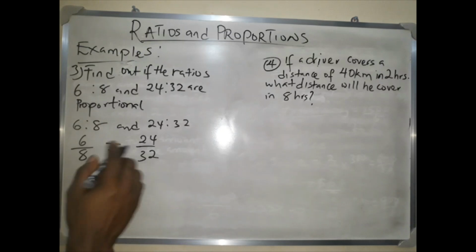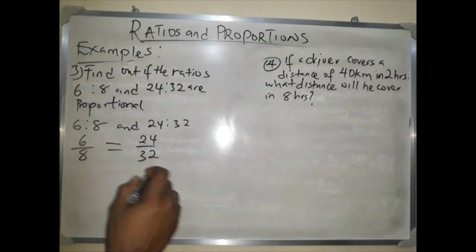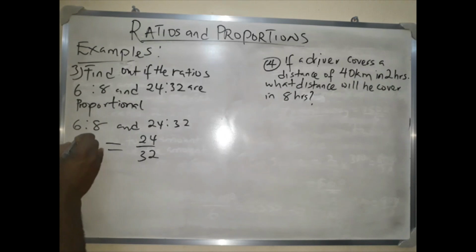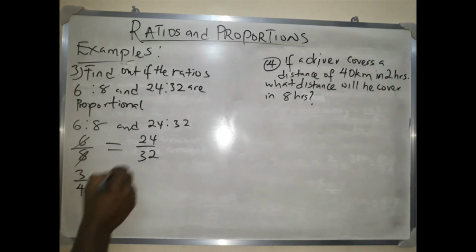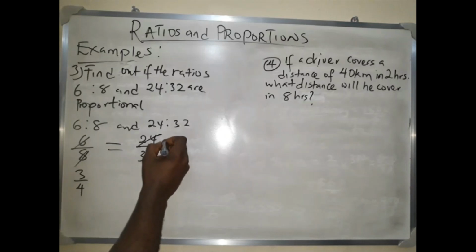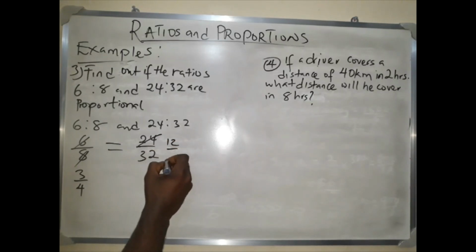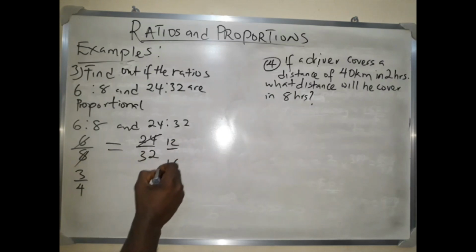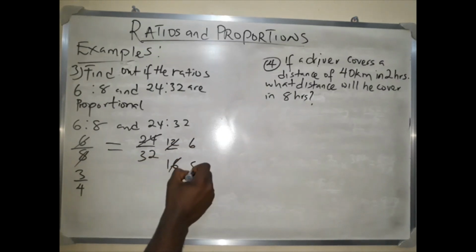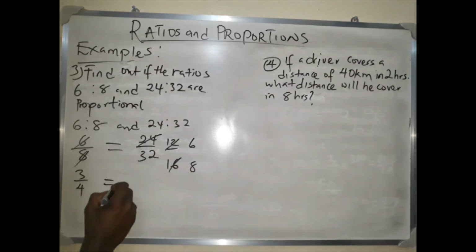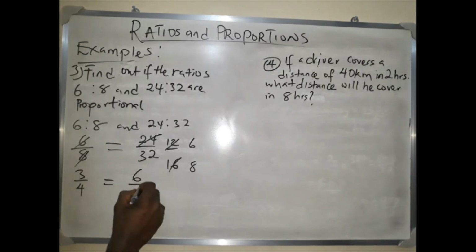So to find that, let us see what happens when we reduce them to their lowest terms. When we reduce this one to its lowest term, it's going to give me 3 over 4. Reduce this one to its lowest term, we have 12 over, is it 16? Reduce this one, it gives me 6 over 8. So 3 over 4 is equal to what? 6 over 8.